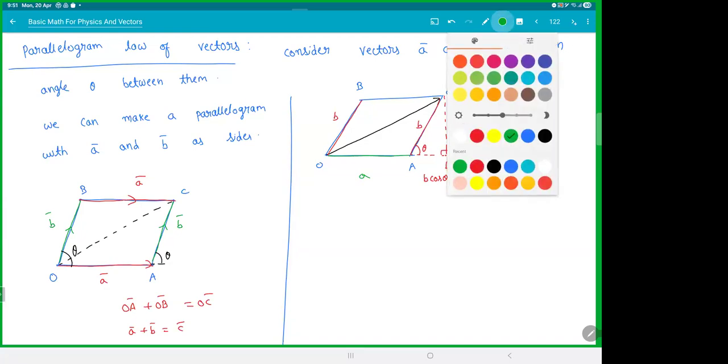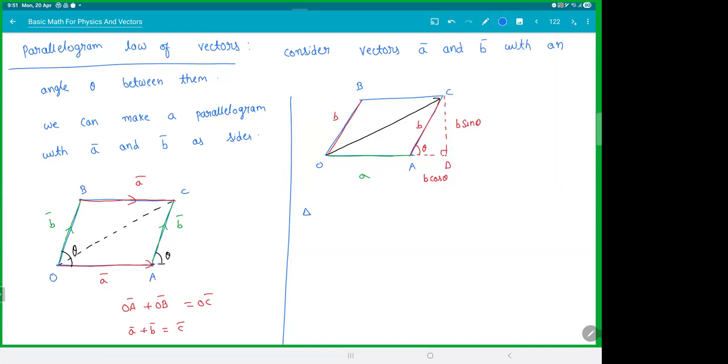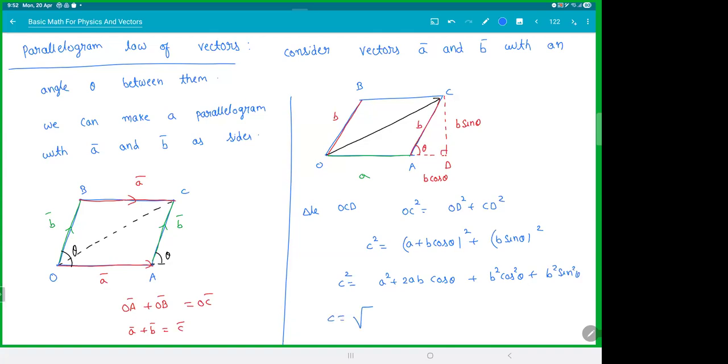Now in the triangle OCD, we can clearly see it's a right angle triangle. OC square will be OD square plus CD square. So OC square will be C square, OD will be A plus B cos theta, CD will be B sin theta, all squared. Expand them. That will be B square cos square theta plus B square sin square theta. Sin square plus cos square is 1. So you end up with root over A square plus B square plus 2AB cos theta.